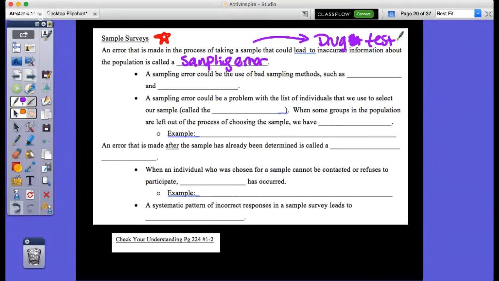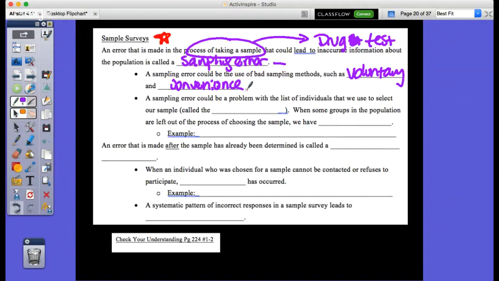That's the process of taking the sample, or let's say they didn't have their P's and Q's all squared away, and they messed up the process. That's called a sampling error, okay? So a sampling error could be the use of bad sampling methods. An example of that, again, would be the voluntary or convenience sampling that we utilized in class, right?